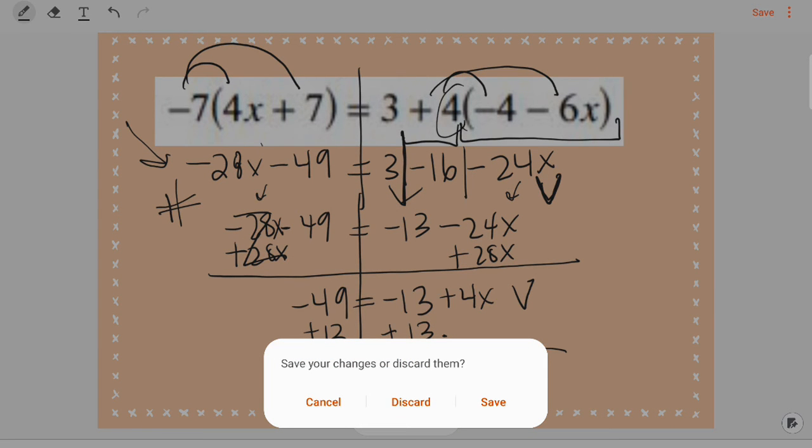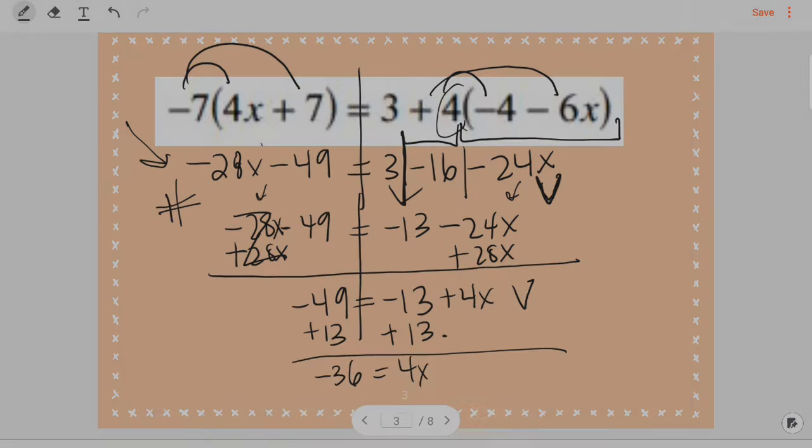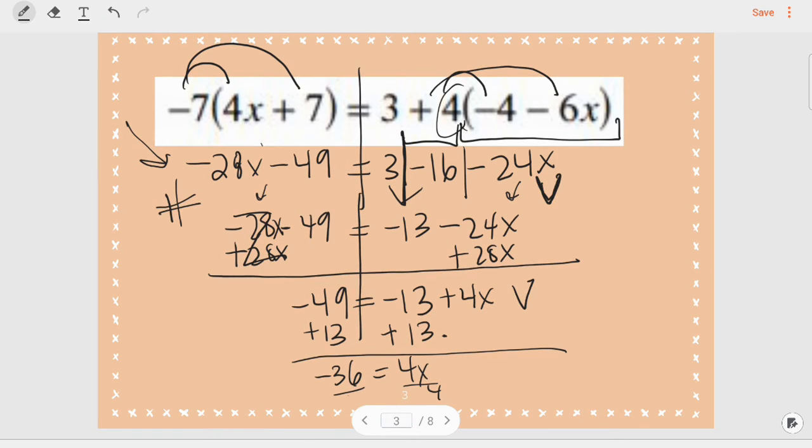And I'm going to divide by 4 on both sides. Negative 36 divided by 4 is negative 9. So negative 9 is equal to x.